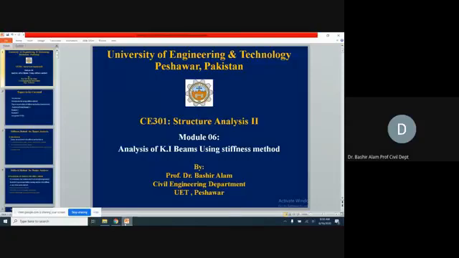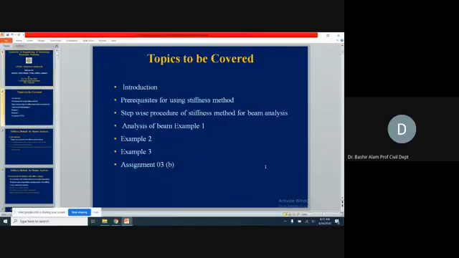Okay, so let's get started. Now, module 6 is about analysis of kinematic indeterminate beams by using the stiffness method. Topics to be covered today will include introduction. Again, quickly we will go over the introduction of the stiffness method, prerequisites for using the stiffness method, stepwise procedure of the stiffness method for beam analysis, analysis of beam examples 1, 2, and 3, and then assignment.